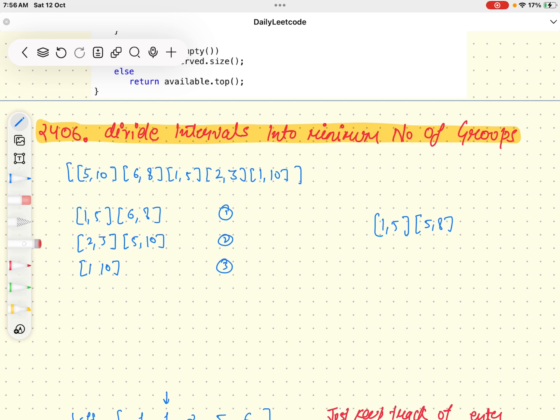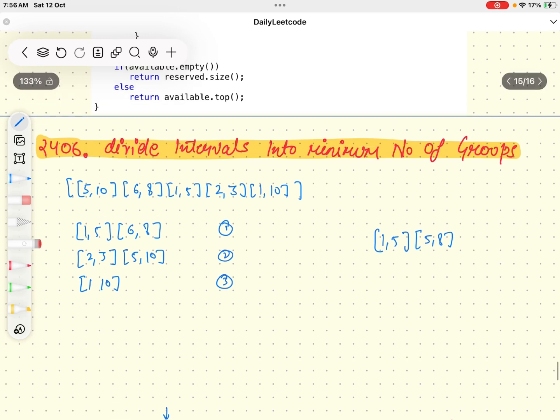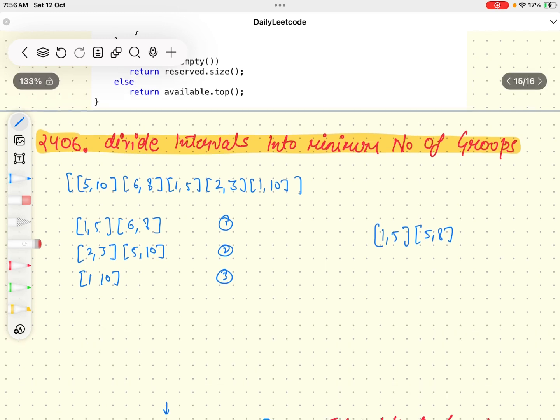So we are given an array, and each element has a left and right. We need to group these elements in such a way that no two elements are intersecting. For example, this is 5 and this is 6, so these are not intersecting because this whole interval is excluded from that interval, so this will be in a single group.